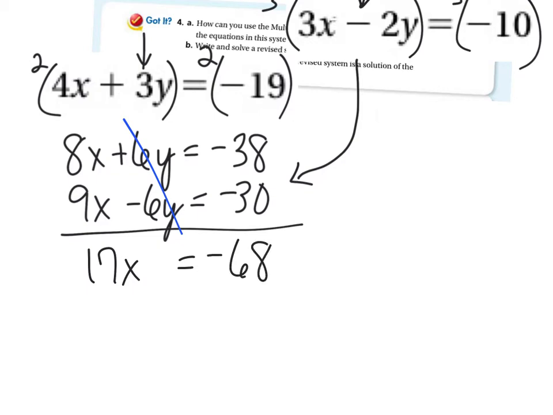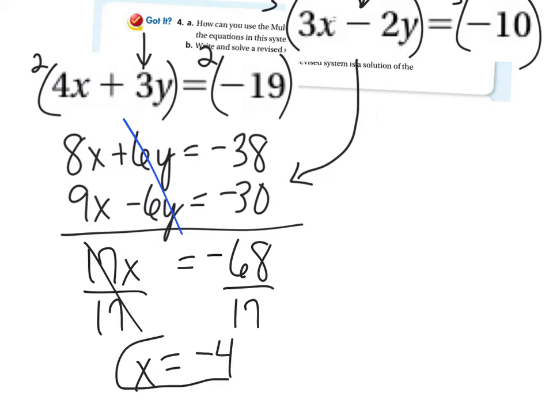Doesn't look real great. 17x equals negative 68. We divide by 17. Actually comes out as negative 4. So for not looking very nice there, that actually worked out pretty well. So negative 4 is our x value. So this is kind of the first things we're doing, I guess, after we multiplied. And then we can substitute that into either equation.